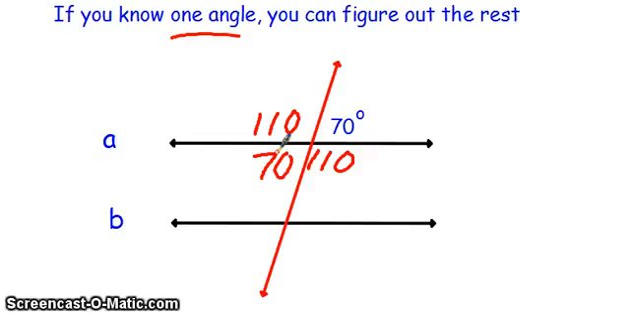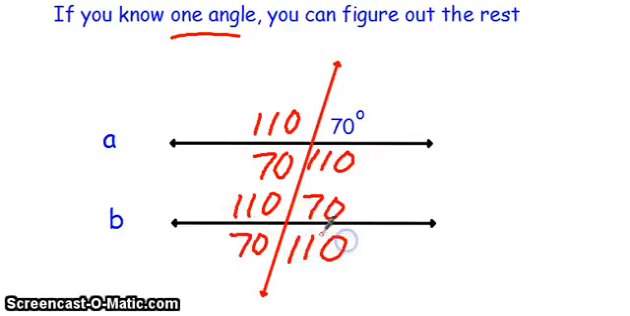Now we discussed corresponding angles. So by a corresponding angle, this would be 70. And again, we can start filling in. Supplementary over here, 110. Vertical angles right here is 70. And again, supplemental angles is 110. So just by knowing one of these angles, by all the terms you learned today, you can figure out all of the other angles.